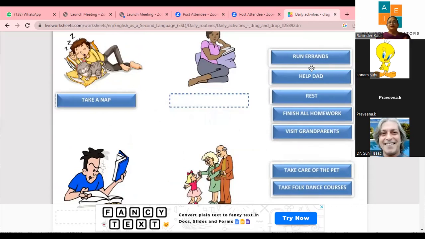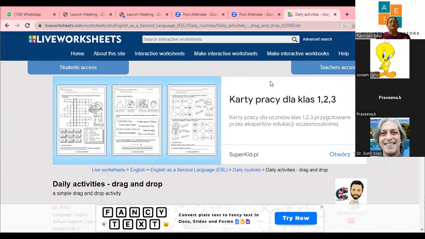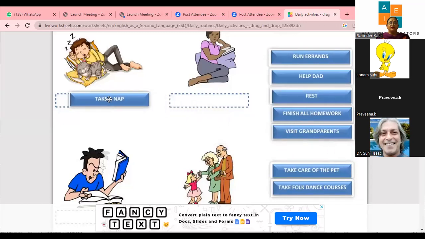Yes, ma'am. Ma'am, what do we have to write on Google for these activities? You have to write "drag and drop activity in grammar." Should I start again? So from here, I am dragging this and putting it in this blank place. To take a nap.